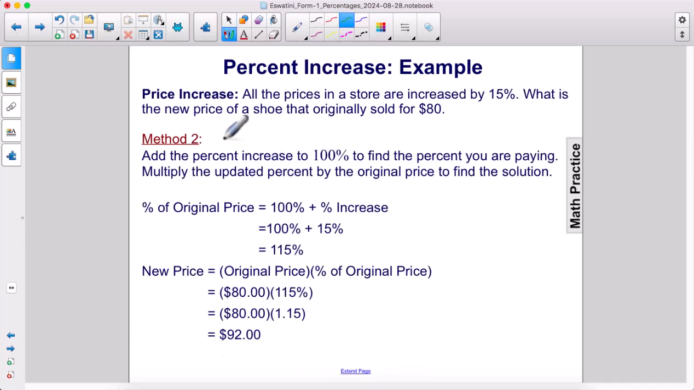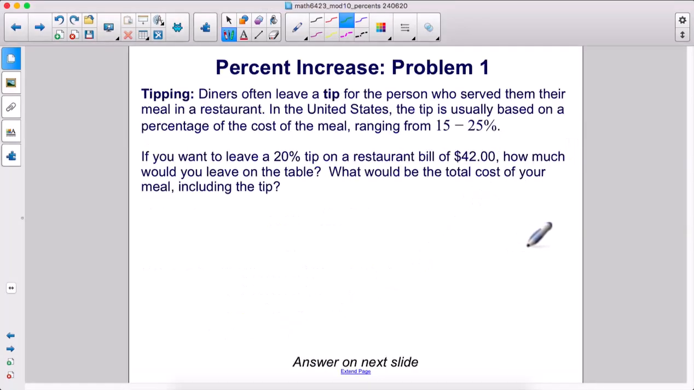For method 2, we add the percent increase to 100% to find the percent that you're going to end up paying. Multiply the updated percent by the original price to find the solution. Since we're increasing the price by 15%, we start with 100% and then add the increase, which gives us 115% total. The new price is the original price times the new percentage. So 80 times 115%, which when you move the decimal over 2 is 1.15, gives us a new price of $92.